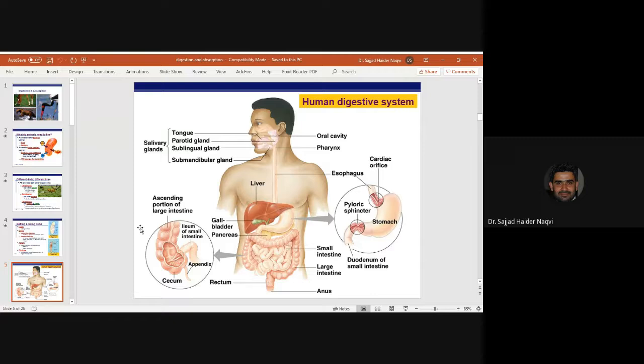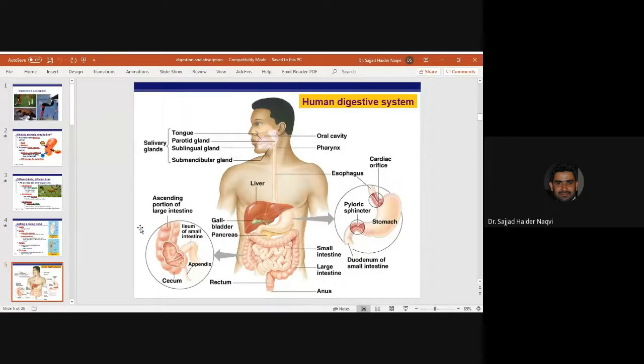Then after staying there, the food will go to the next region, which is the small intestine. The small intestine has different regions like duodenum, ileum, and jejunum. But we are not going into that detail at this stage. The point is that the small intestine is the part where the process of absorption starts.